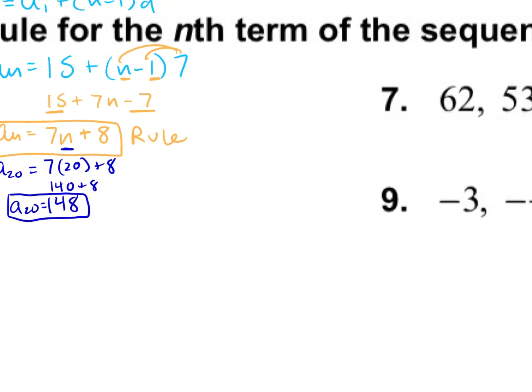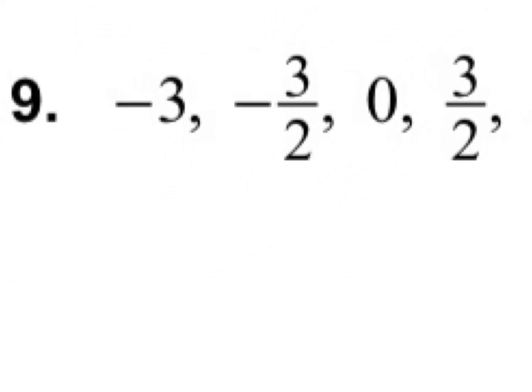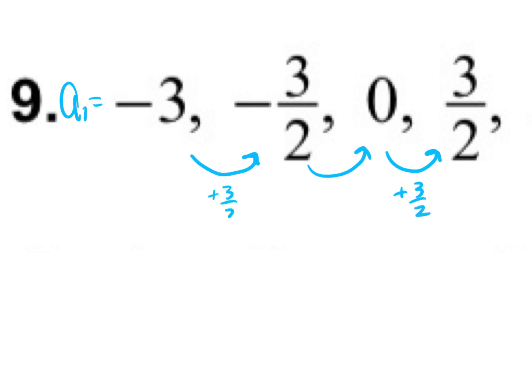All right, let's do number 9. Our favorite fractions. What's our first term? Negative 3. What's my common difference? 3 over 2. If you can't see that going from the first term to the second, maybe look at what you're adding to get from 0 to 3 over 2. It's a little bit easier to see here. If I add 3 over 2 to 0, I get 3 over 2. So then you could check the rest and see, am I adding 3 over 2? Yes. So our common difference is 3 over 2.